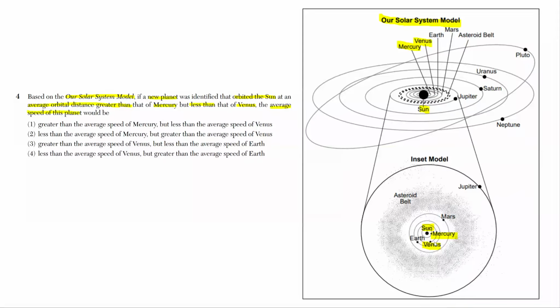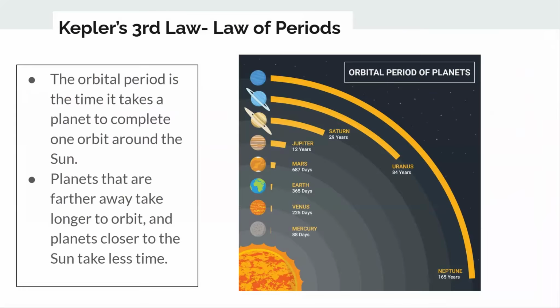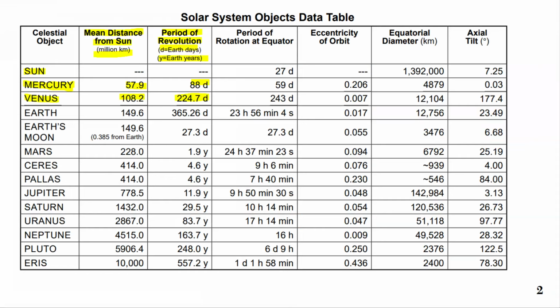So what should its speed be? Remember, based on Kepler's third law, the law of periods, the orbital period, how long it takes for a planet to go around the sun, is longer as it's farther away from the sun, and it's shorter as it's closer to the sun. It takes less time to orbit when it's closer to the sun.